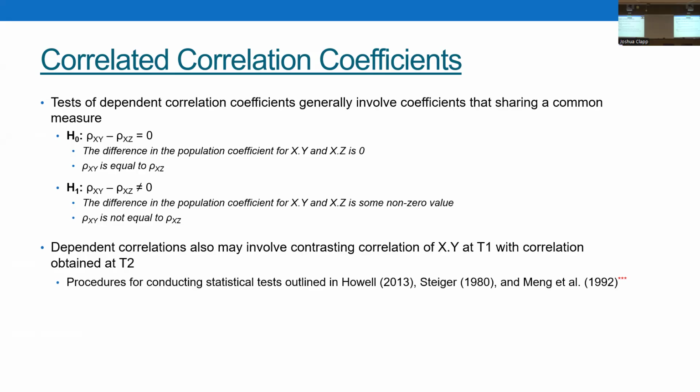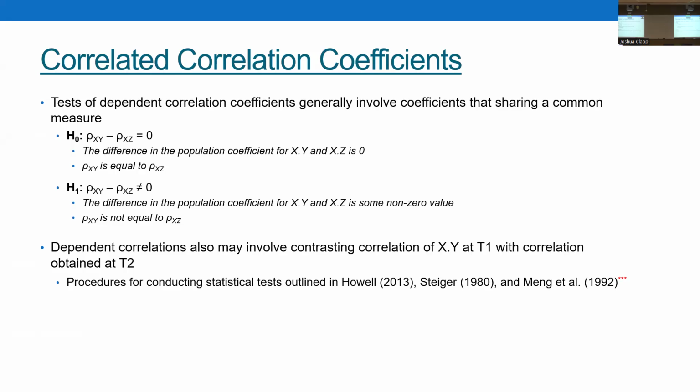We can also use this dependency to start looking at the correlation of X and Y at time 1 with the correlation of X and Y at time 2. Right? If we're thinking that the change in time is going to change the nature of the association between X and Y at time 1 and time 2, we can use this same type of model to capture that. Now, the statistical procedures for this are going to be a little bit more complicated because there are multiple factors that we need to account for.